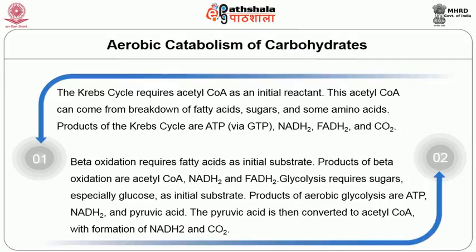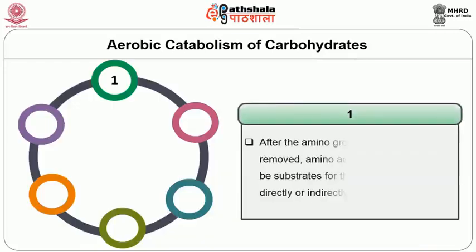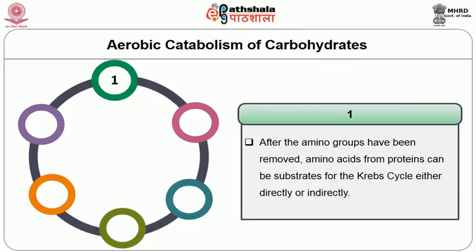Glycolysis requires sugars, especially glucose, as initial substrate. Products of aerobic glycolysis are ATP, NADH2 and pyruvic acid. The pyruvic acid is then converted to acetyl CoA with formation of NADH2 and carbon dioxide. After the amino groups have been removed, amino acids from proteins can be substrates for the Krebs cycle either directly or indirectly.